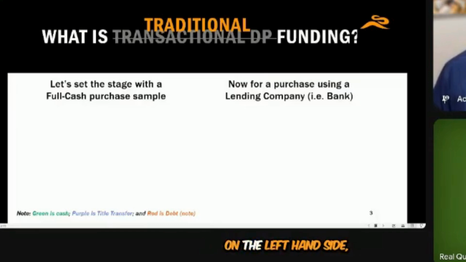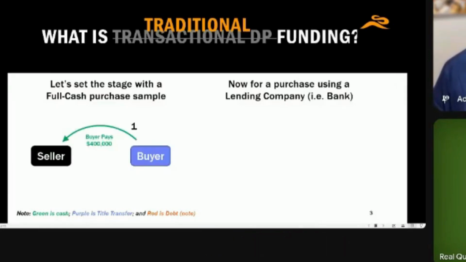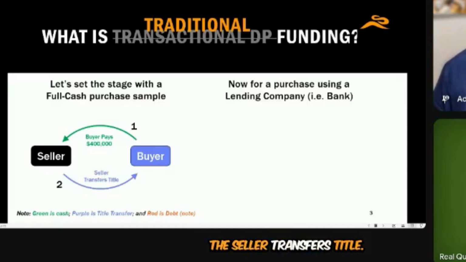So let's talk about first, on the left-hand side, a full cash example. Now, in all these examples, I'm going to use a $400,000 purchase price because the math is really easy to do. So let's show how this would play out. Full cash purchase, the buyer is literally bringing $400,000 cash to the seller. The seller transfers title. Incredibly simple. We're not going to spend much time on this. Green is cash moving. Purple is title transferring. And as you'll learn in the following examples, red lines will represent debt.